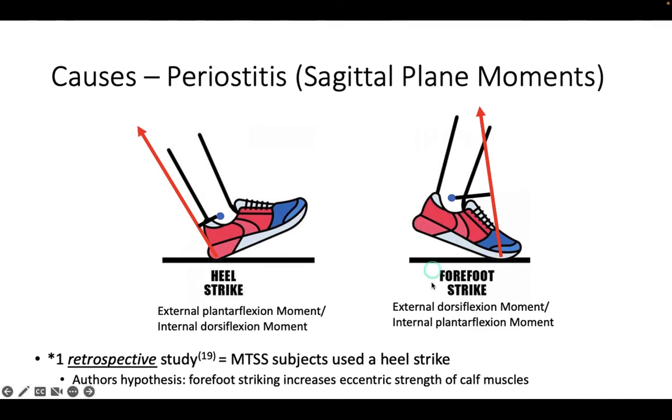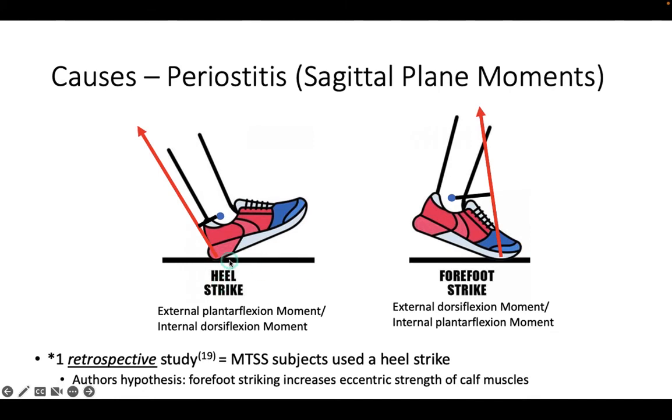You could argue that you are eccentrically working the plantar flexors, so maybe if you have a forefoot strike, you're overworking those plantar flexor muscles, and they're causing pain. Or you could suggest that people who have a forefoot strike are eccentrically working those muscles, and so they're actually strengthening them. So you could go either way, but I'm not too sure. I couldn't find any prospective studies between a heel strike and forefoot strike looking at that.